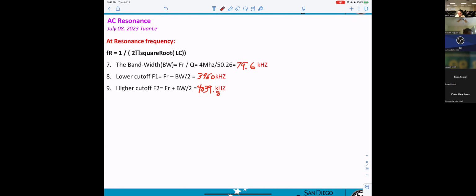Okay, any questions regarding this problem? Try to make it clear for everyone. But I said, you don't have to memorize the formula. However, when you see the formula, you have to know how to do your calculation. Okay, any more questions?